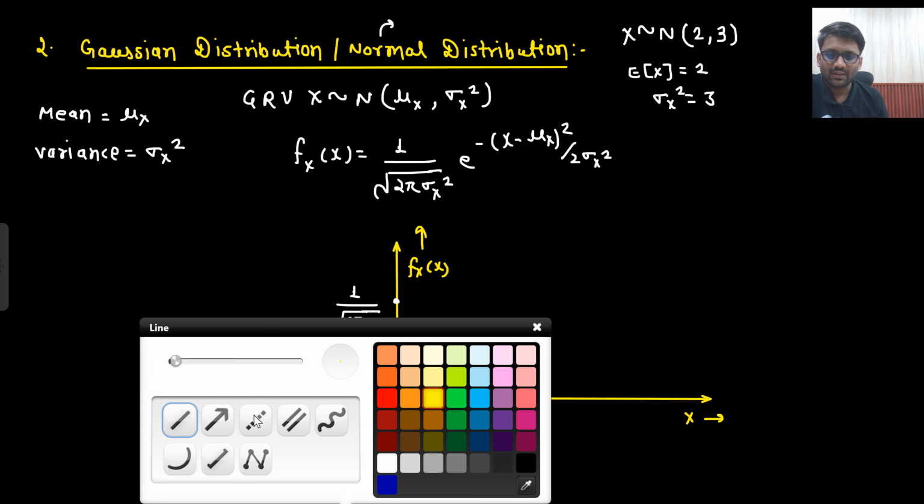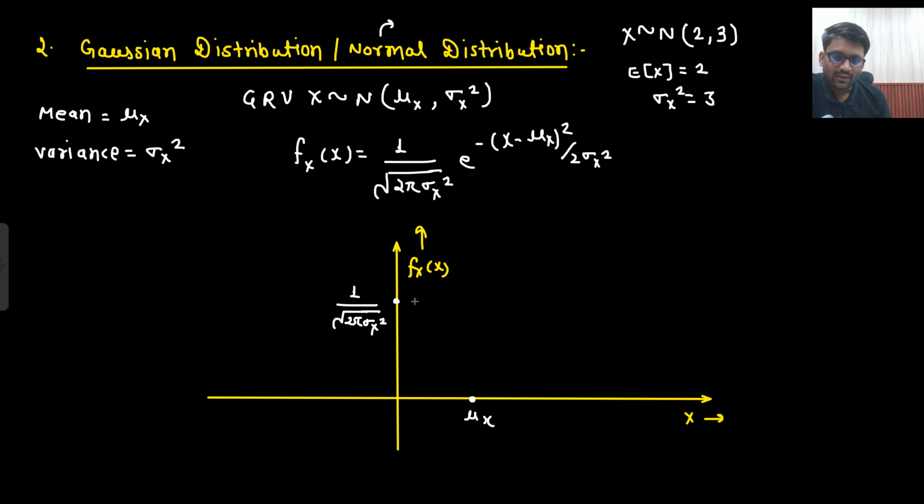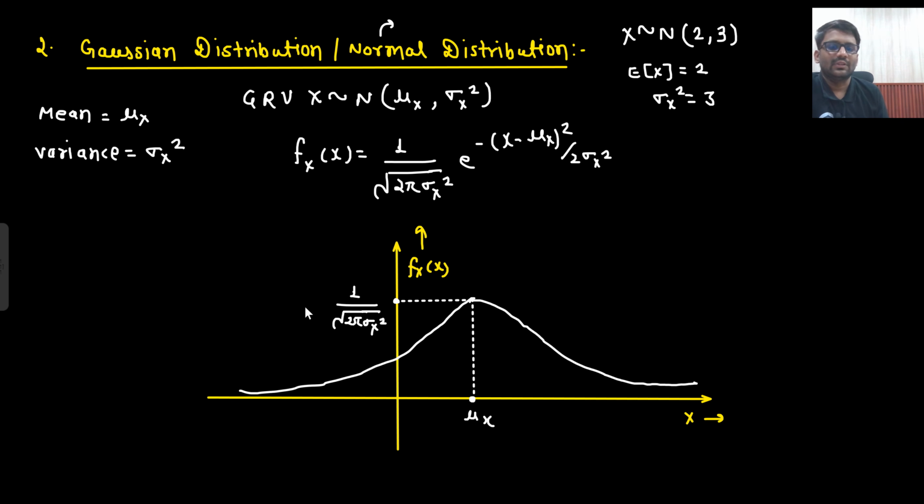So basically what is happening, at this particular point it is the maximum. At x equals to mu x it is maximum, and after that this is how the graph will go. This kind of a graph you will be getting. So this is your normal distribution. Okay, and you can calculate this particular thing, minus infinity to infinity fx of x dx. It will surely come out to be 1 only.